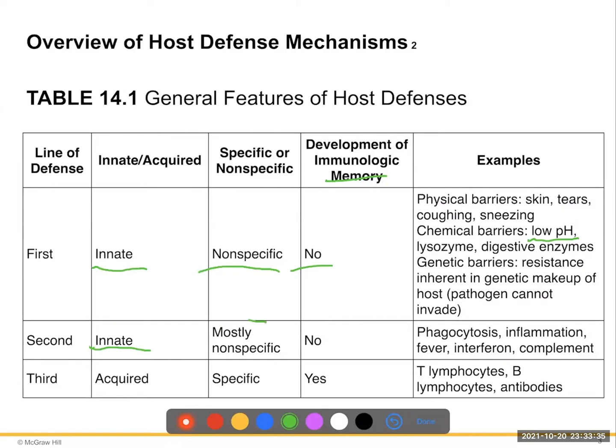Okay? Mostly non-specific, and there's no memory involved with it. Phagocytosis, inflammation, fever, interferon, and complement. We'll learn all of those as we go in this chapter today. And the third is an acquired response. The third line of defense is acquired. It has to be learned. It's specific for a special type of pathogen. It responds to a certain receptor on that pathogen. So it is due to memory. And these are your T and B lymphocytes and your antibodies. So those are your first, second, and third lines of defense.